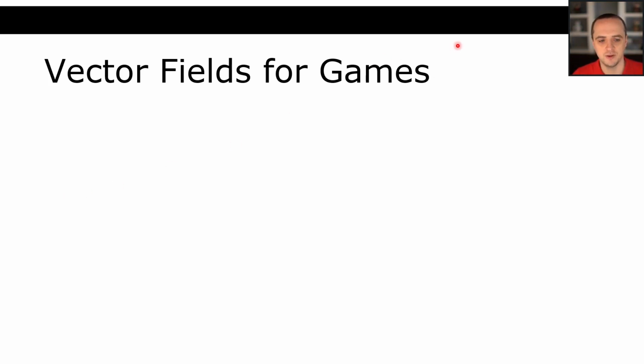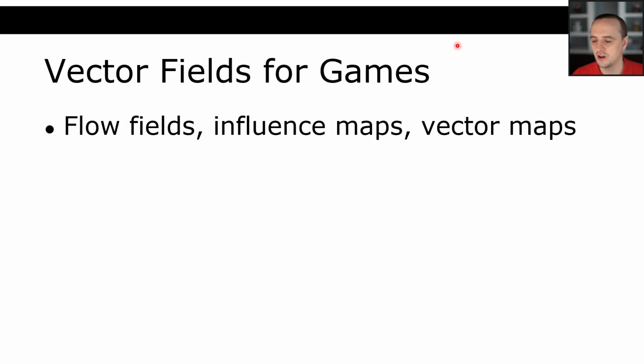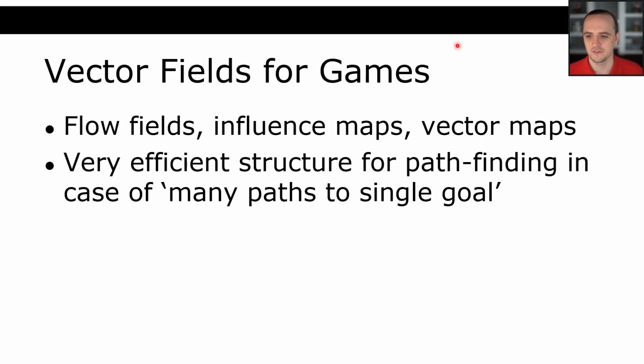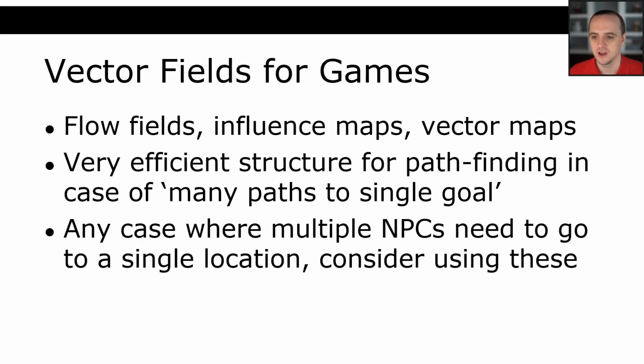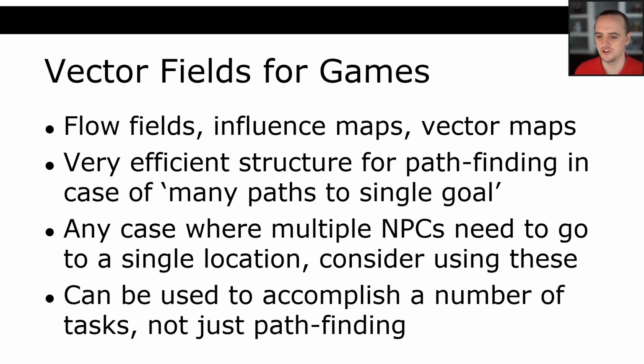Vector fields for games are sometimes called flow fields, influence maps, or vector maps. It's a very efficient structure for pathfinding in the case of many agents to a single goal. Okay, so if you have a bunch of agents and a single goal, I think you should probably use vector fields. It's a very good way to compute that. So any case where we have multiple NPCs that need to go to a single location, consider using a vector field for that. It can be used to accomplish a number of tasks, not just pathfinding, but pathfinding is the one that we're going to be talking about in this course.